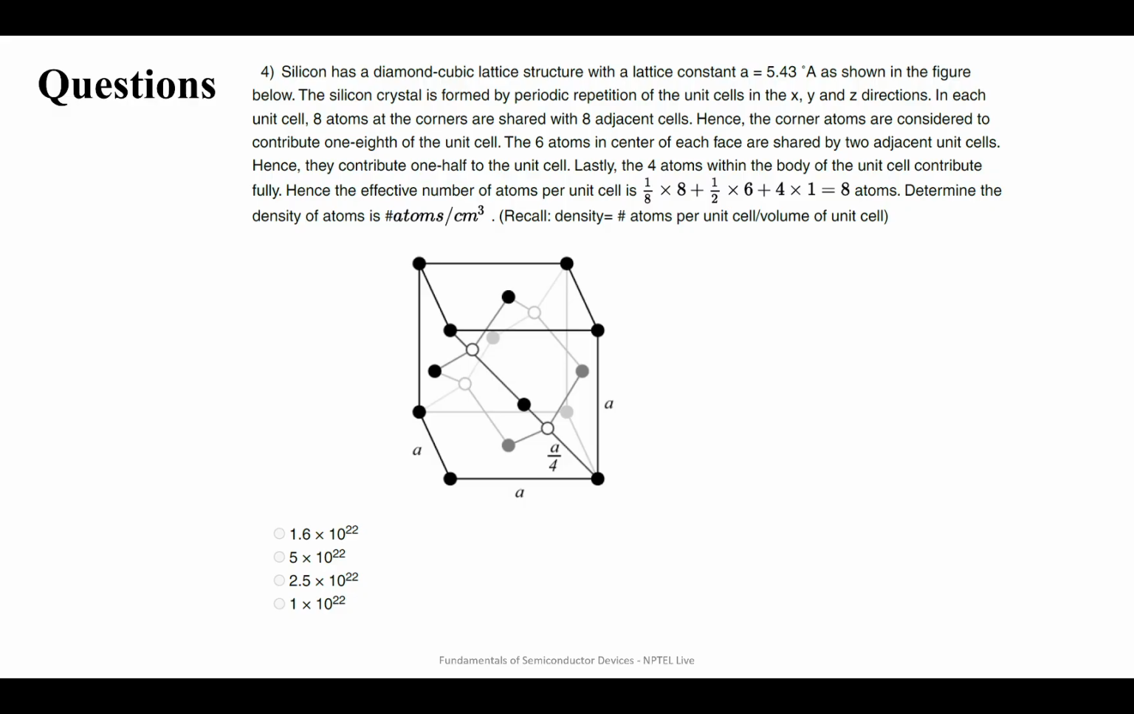Determine the density of atoms in number of atoms per centimeter cube. So you can calculate it as number of atoms per unit cell divided by volume of unit cell. A, 1.6 into 10 to the power 22; B, 5 into 10 to the power 22; C, 2.5 into 10 to the power 22; D, 1 into 10 to the power 22.